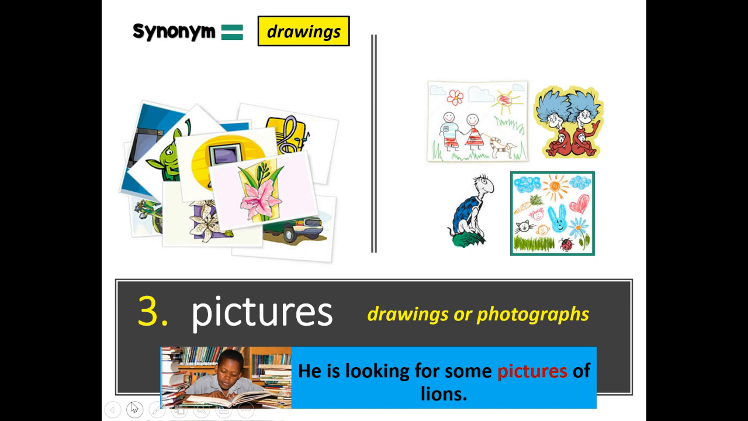He is looking for some pictures of lions. How do I use it? The pictures show many farm animals. What are your favorite pictures in this book? Pictures. So make sure you write pictures for number 3. And again, if I go too fast, push pause, write the word, and then push play when you're ready.